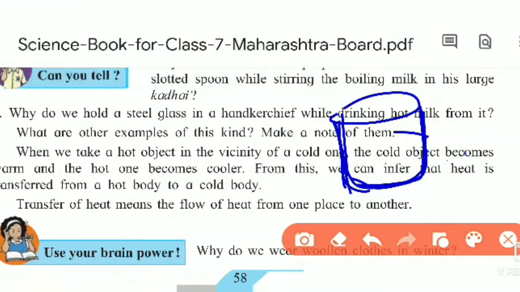So for that, what happens? We keep a handkerchief over it, and then we hold the glass. The cloth is a bad conductor of heat, and the glass is a good conductor of it, and that's why we use the handkerchief over it.